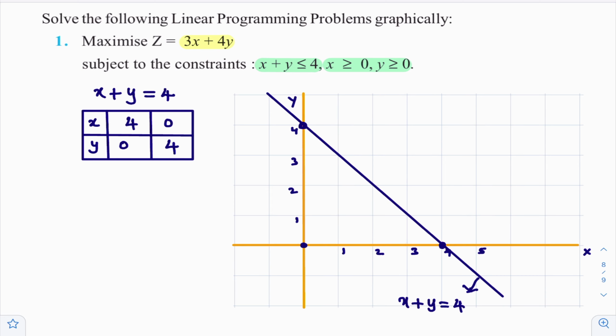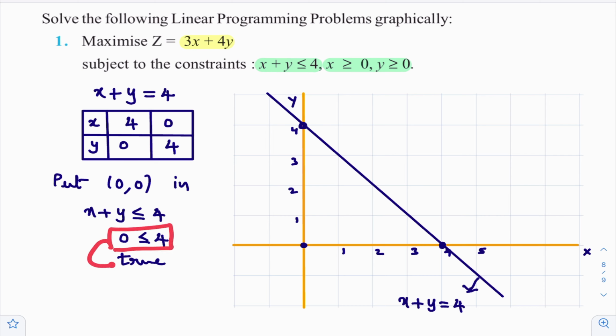Okay, so here to find the solution of this inequality, as this line is having origin side, non-origin side, I'll put (0, 0) in the given inequality. Put (0, 0) in given inequality x plus y less than or equal to 4. You put (0, 0) in this, what you will get? 0 plus 0, that is 0. 0 less than or equal to 4. 0 less than 4 is true or false? 0 is less than 4. It is true. As it is true, you need to shade origin side of this line.